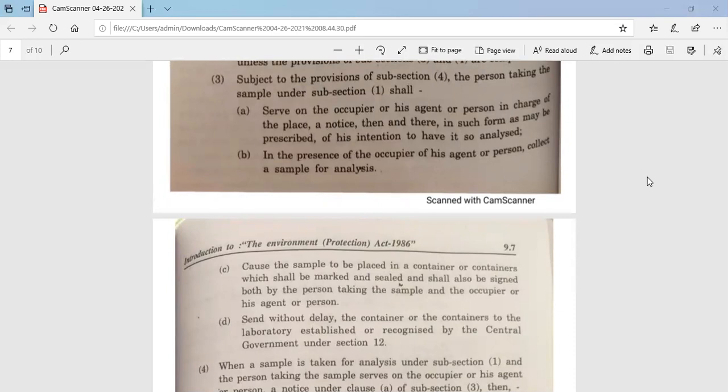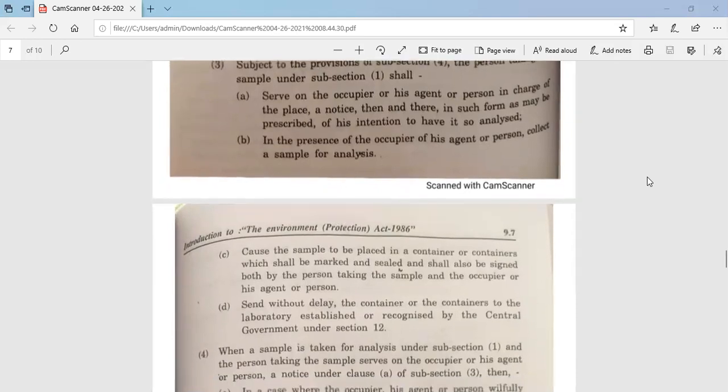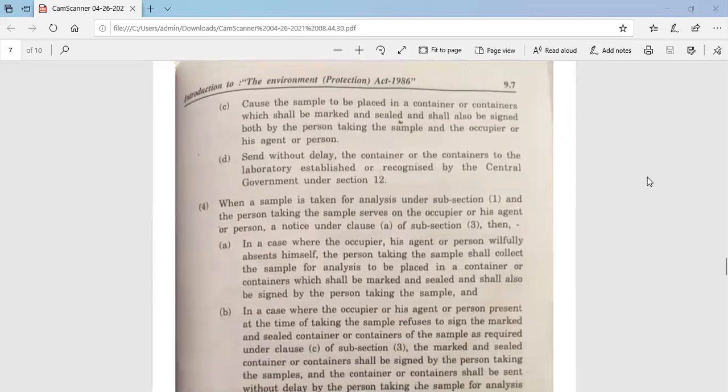Then, in the presence of the occupier, his agent or person, collect the sample for analysis, and cause the sample to be placed in a container or containers which shall be marked and sealed, and shall also be signed both by the person taking the sample and the occupier, his agent or the person. Send without delay the container or containers to the laboratory established or recognized by the central government under section 12.